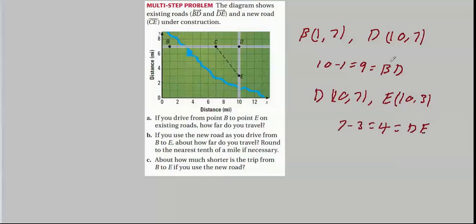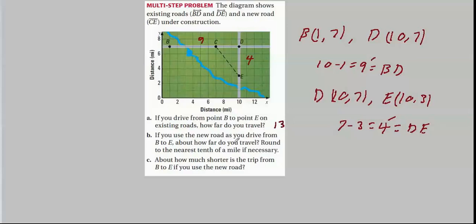So we have BD, it's 9, DE, BD, DE. Bet I could write it right up here, I guess. That's 9, that's 4. So how far do you travel on existing roads? That would be 13 miles.